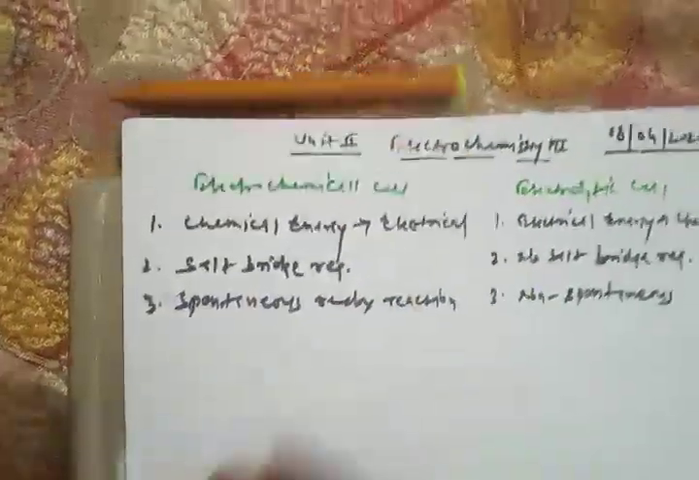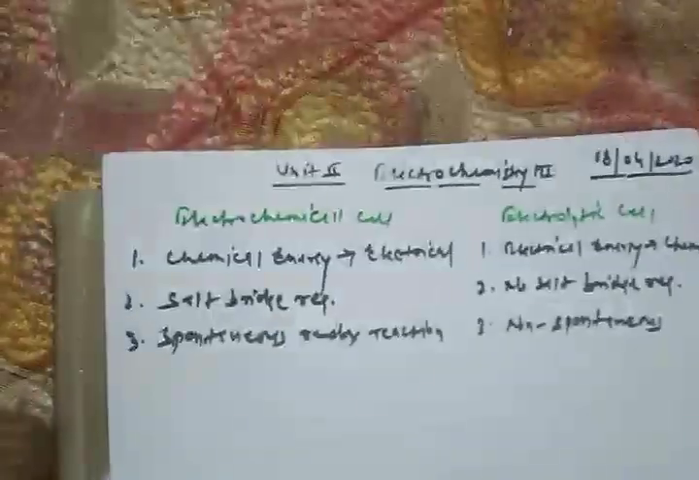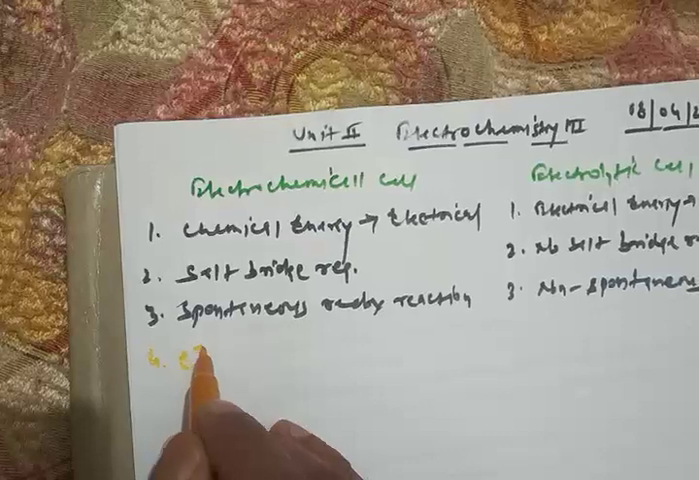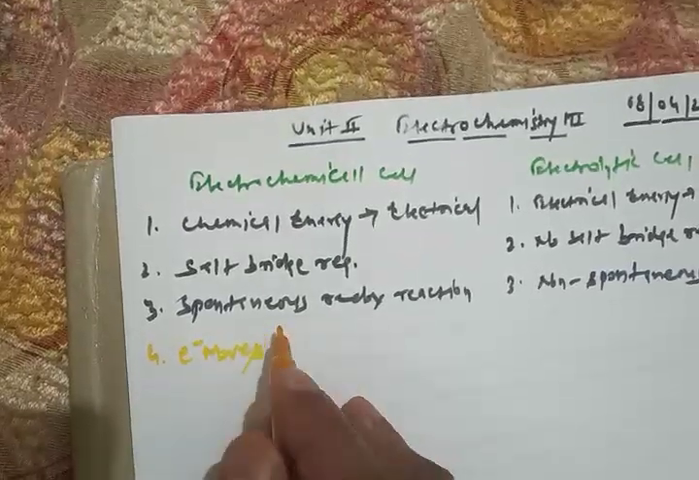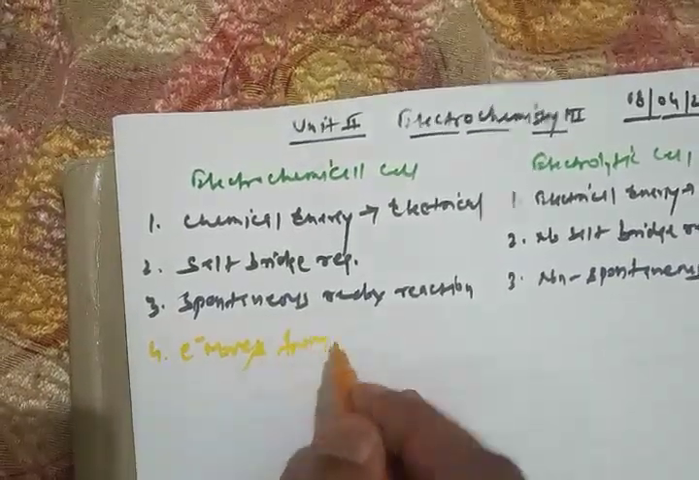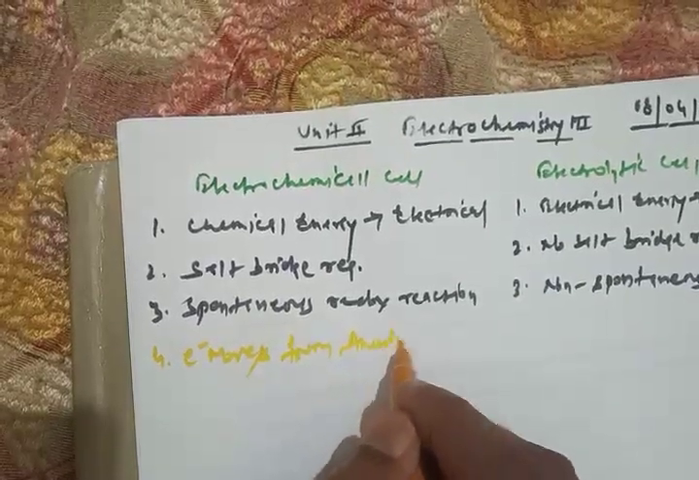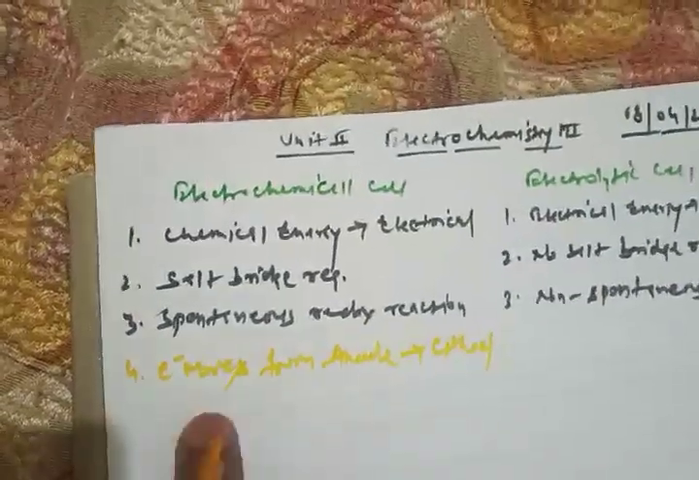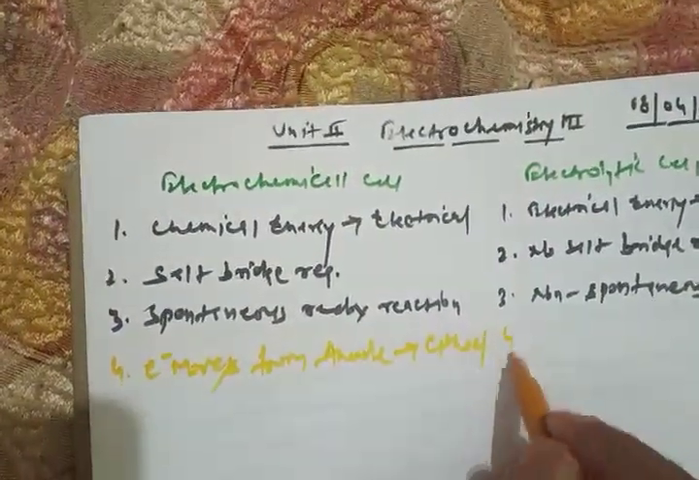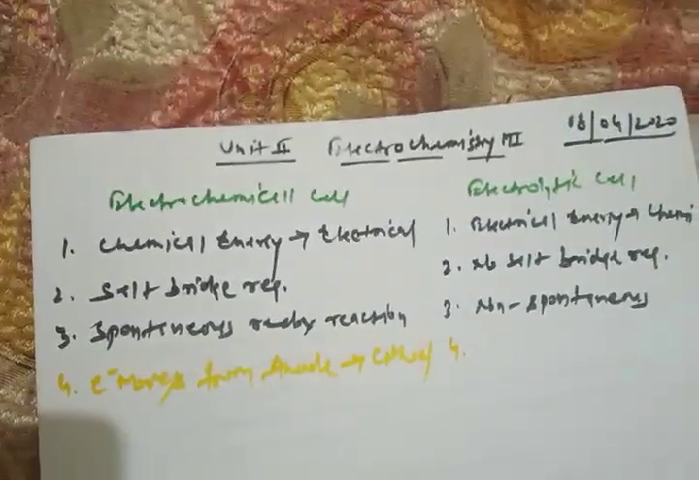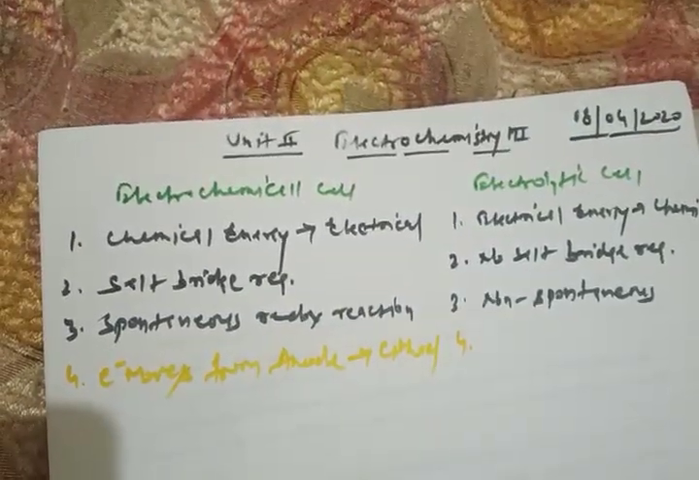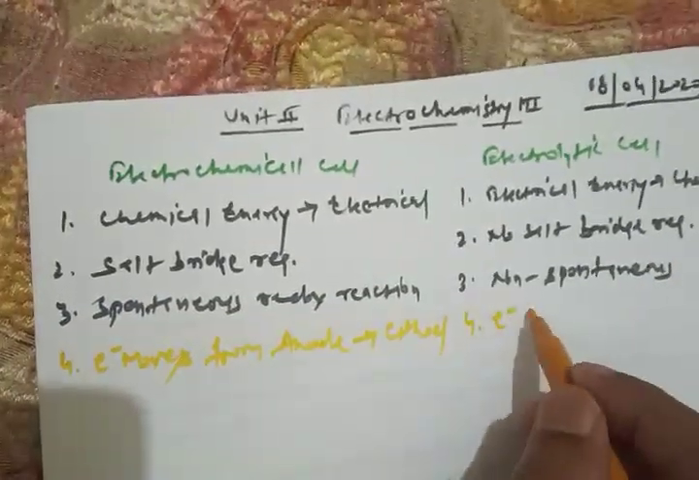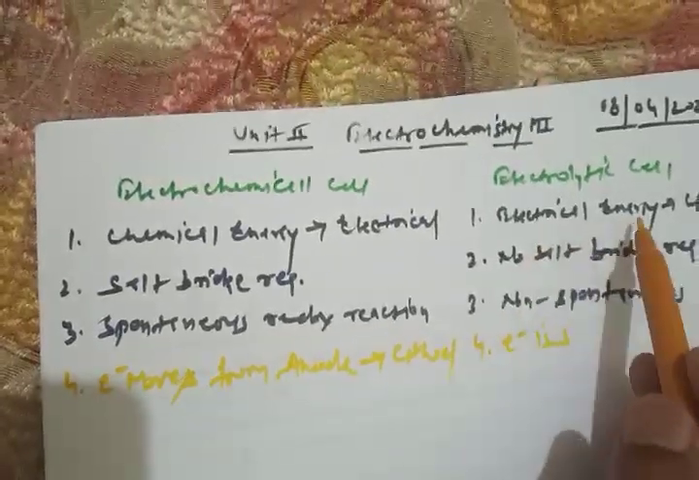So I'm writing this electron. In this case, electron moves from anode to cathode. Here electron moves from anode to cathode, but in electrolytic cell the electron is supplied by external battery. That means the electricity is supplied, as we know that electrical energy is converted into chemical energy.